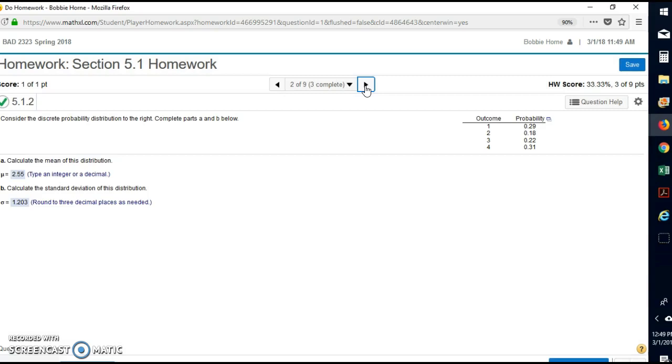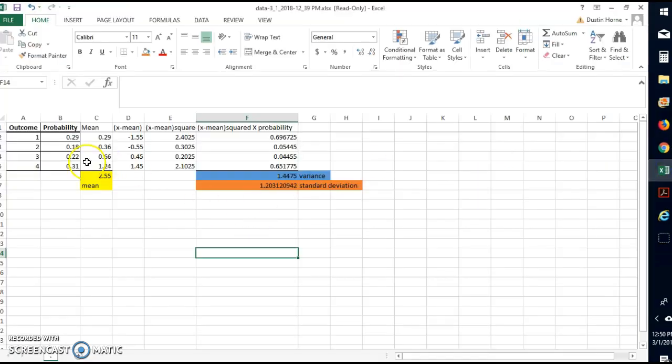For question number 2, this is the discrete probability distribution. Calculate the mean of this distribution. So to calculate the mean, you will take 1 times 0.29, and 2 times 0.18, 3 times 0.22, and 4 times 0.31. And if you see here, I did that, and these are the numbers I got. To get the mean when you have probability, you take each outcome and multiply it by the probability of that outcome, and then you sum it together, and that is how I got the mean of 2.55.